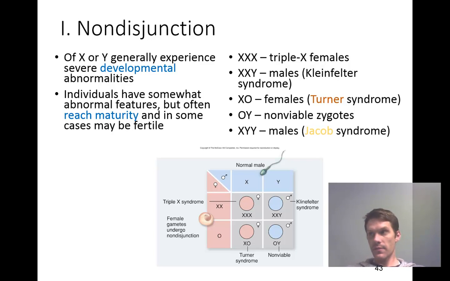Triple X females usually have an extra X chromosome. XXY is called Klinefelter syndrome. XO is Turner syndrome. I mentioned before, if you just have a Y chromosome, then you will not survive. And XYY is called Jacob syndrome.